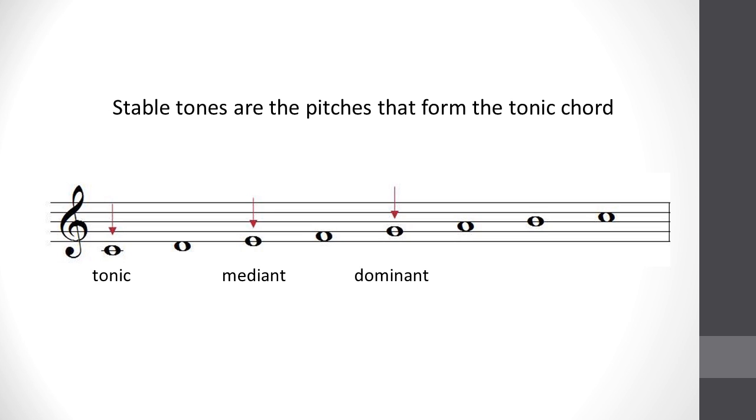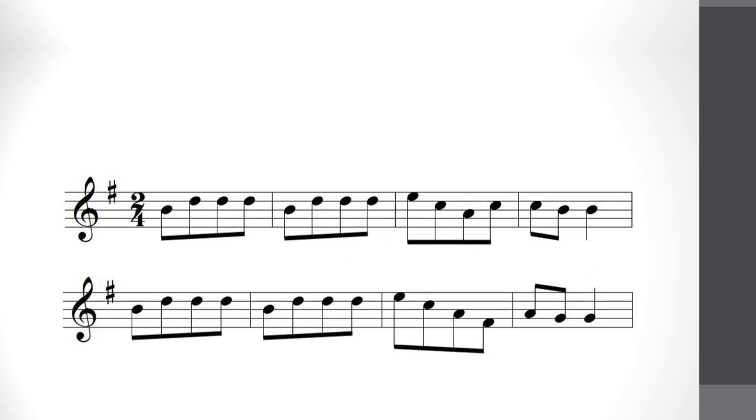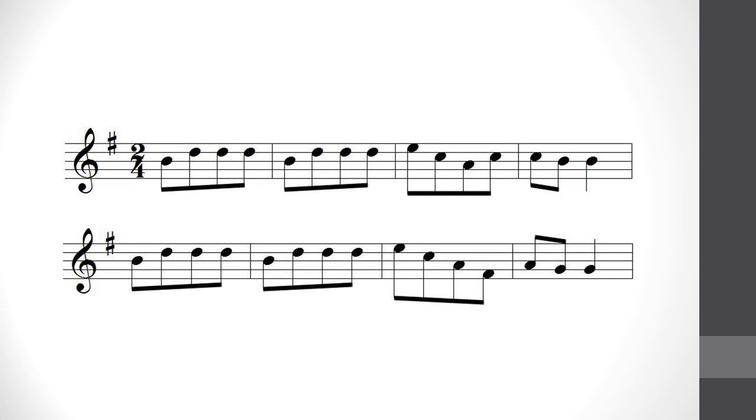All of the other tones are considered unstable. This brief overview of stable and unstable tones will suffice for our current discussion. We will talk more about them in another lesson. Now that we have learned about stable and unstable tones, we will observe how they may be used to create different types of melodic phrases.